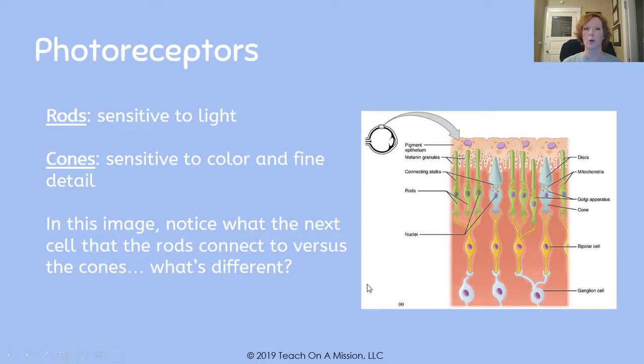So let's talk about photoreceptors. You have two different kinds. You have rods and cones. Rods are sensitive to light. They're going to be able to tell you if you are in a dark room or not. Cones are sensitive to color and fine detail. So if you look at this image, notice what the next cell is that the rods connect to versus the cones. What is the difference? I want you to really pay attention right here versus right here. Can you tell the difference?